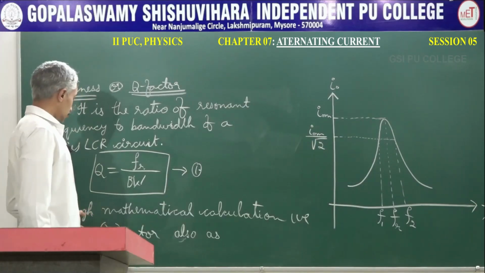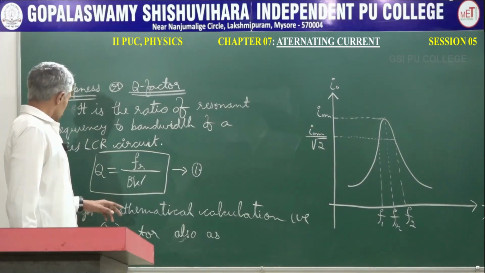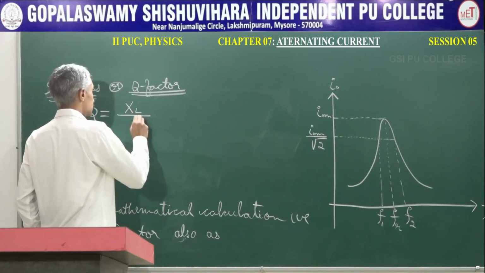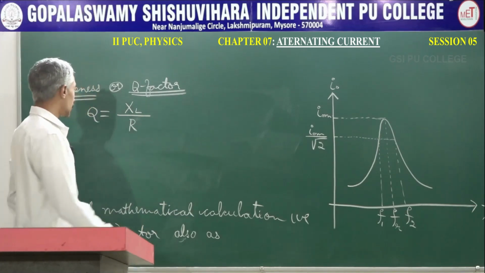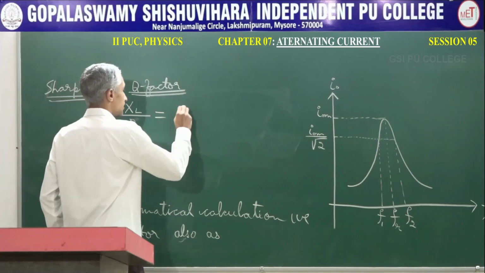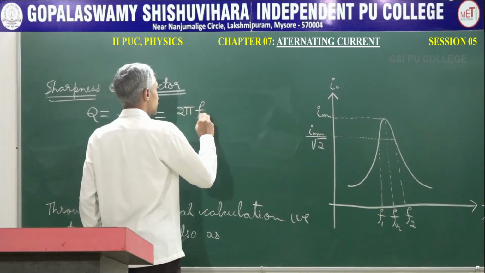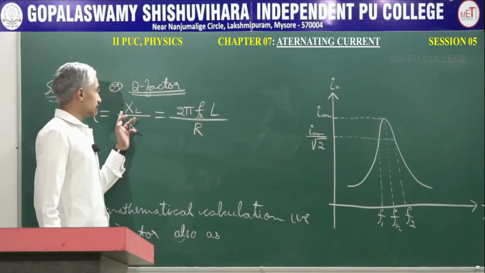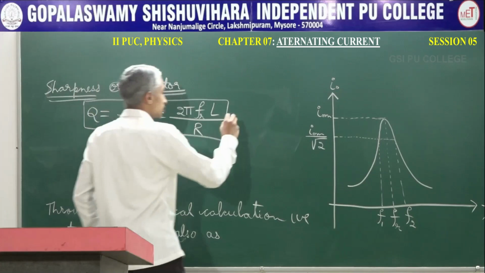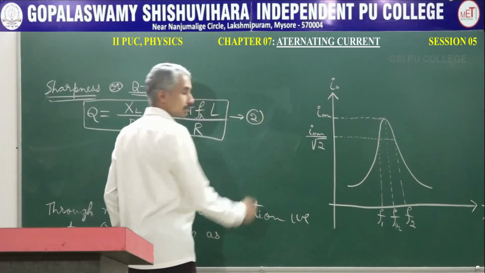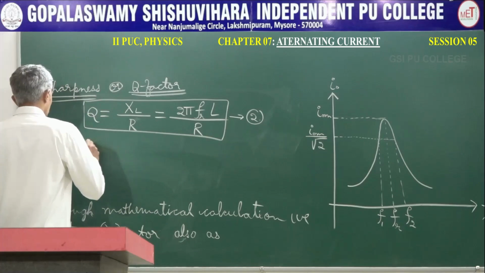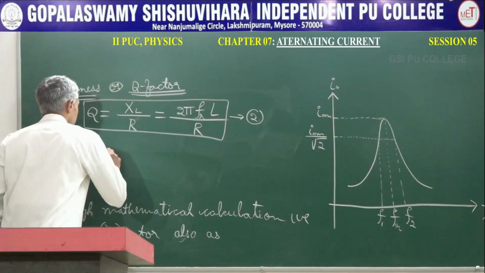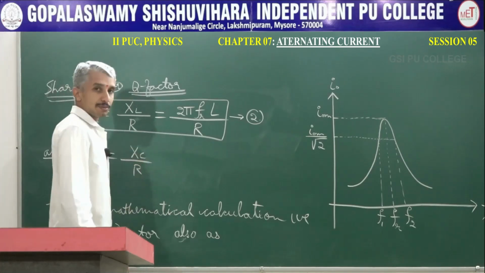Through doing some more mathematical calculations, we can also get quality factor as the inductive reactance divided by the resistance R. Inductive reactance is nothing but 2 pi Fr into L, divided by R. And this inductive reactance is at the condition of resonance. So this is equation 2. Also further, we can write the same quality factor as capacitive reactance divided by the resistance.